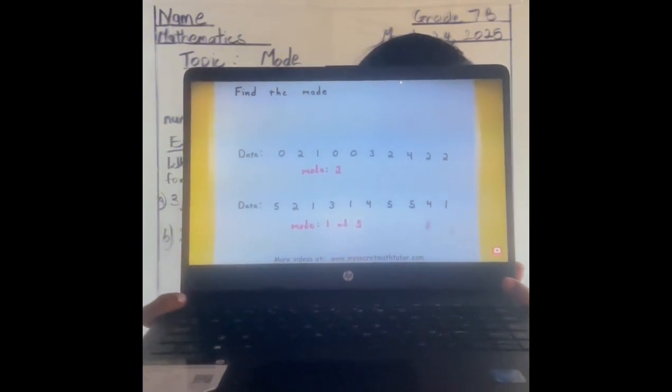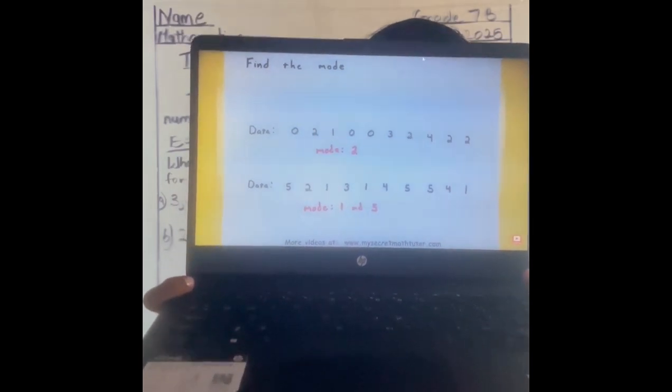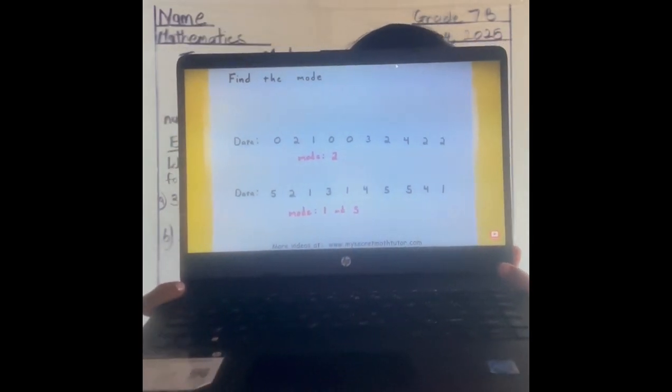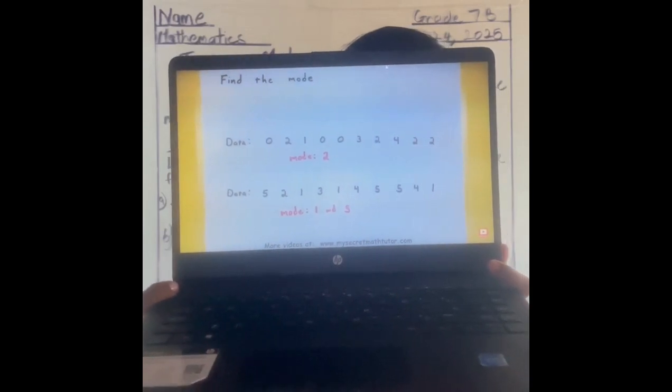So this second set of data is an example of something that is bimodal, has 2 modes. So remember that you're just searching for something that shows up the most number of times, and you can find your mode.